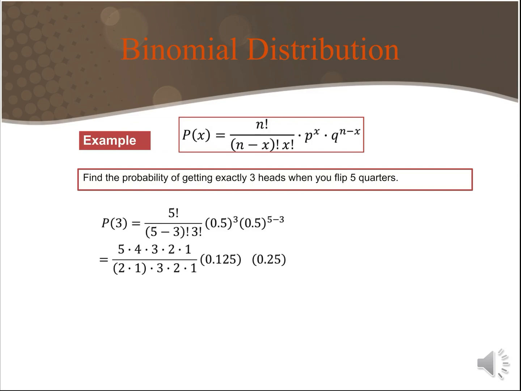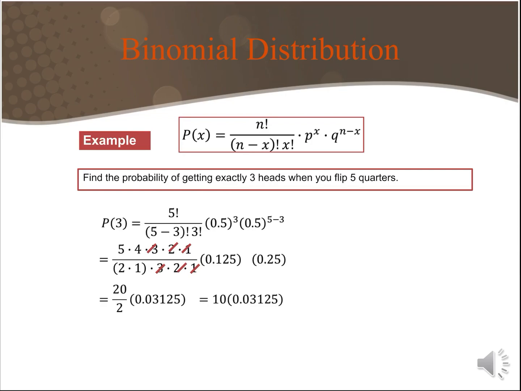And then with the calculator on the right-hand side, 0.5 to the third power is 1.125, and 0.5 to the 2 power is 0.25. If you don't have a good calculator with you, or you're not using a graphing calculator that can do binomial distributions, start reducing to make your numbers a little bit nicer. So notice we have a 3 in the top and the 3 in the bottom of our fraction, and same with the 2's.